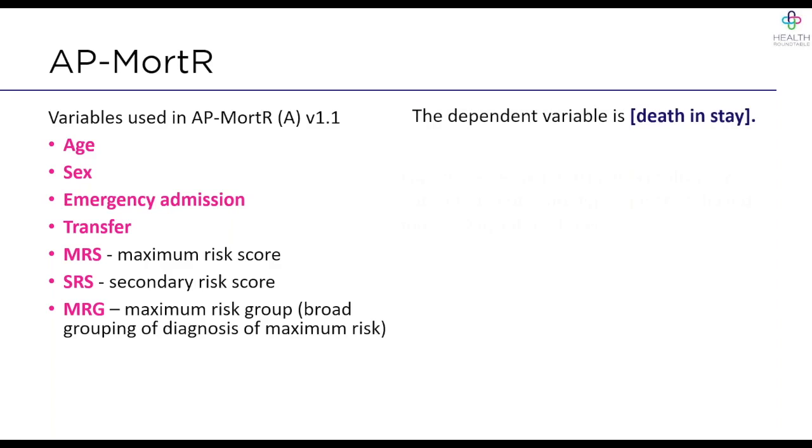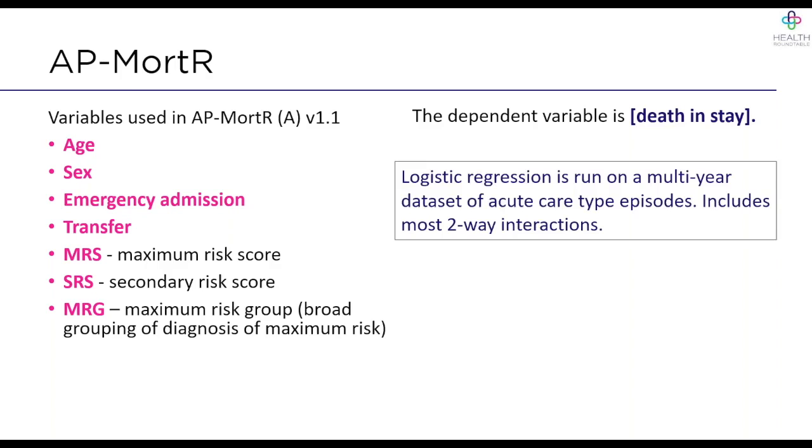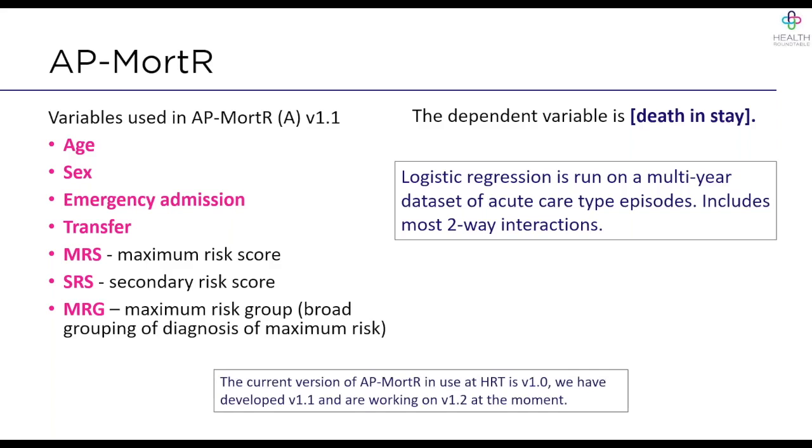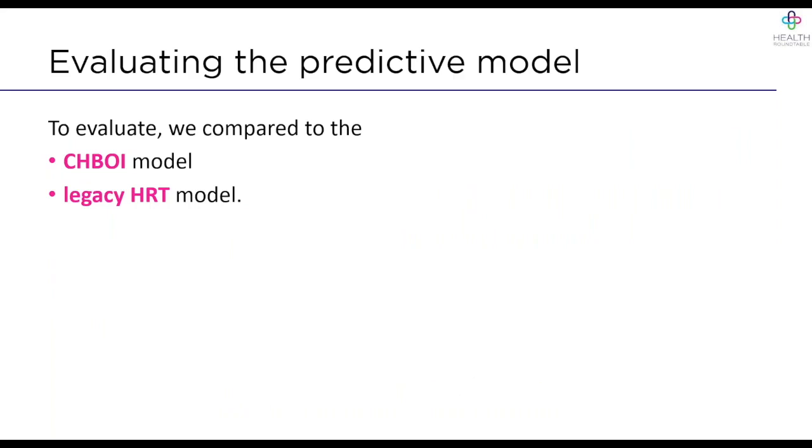The dependent variable that we use is death in stay, which I mentioned earlier. And the logistic regression is run on a multi-year data set of acute care type episodes, and it includes most two-way interactions in the model. So this is a broad description of the model, but how do we evaluate it? How do we decide if this is a better model than the one that just looks at principal diagnosis?